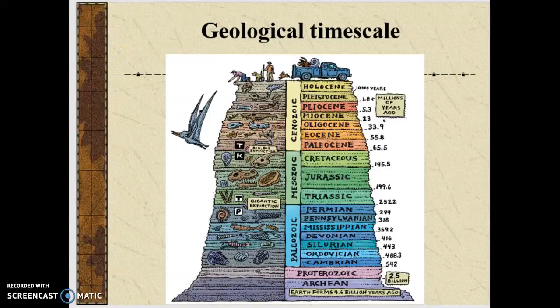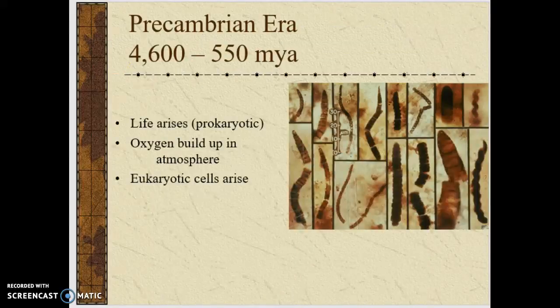Okay, so let's start with the first big era, Precambrian. Major events here. Life shows up. This is 4,600 million years ago, or 4.6 billion years ago. Earth forms, and the Precambrian goes all the way until about 550 million years ago. So it's a huge amount of time. 4,000 million years, or 4 billion years, is what is blocked out as the Precambrian era. Life shows up. Life arises.